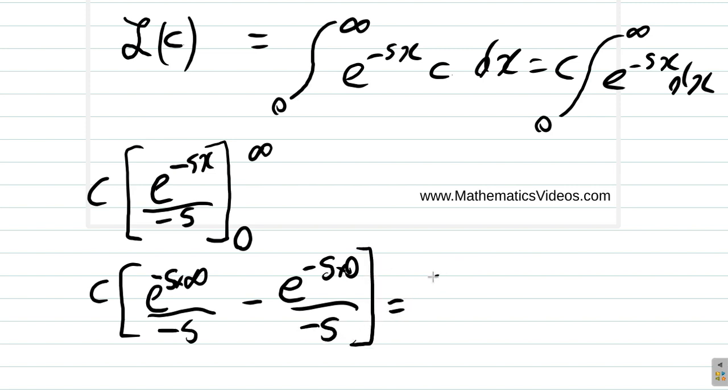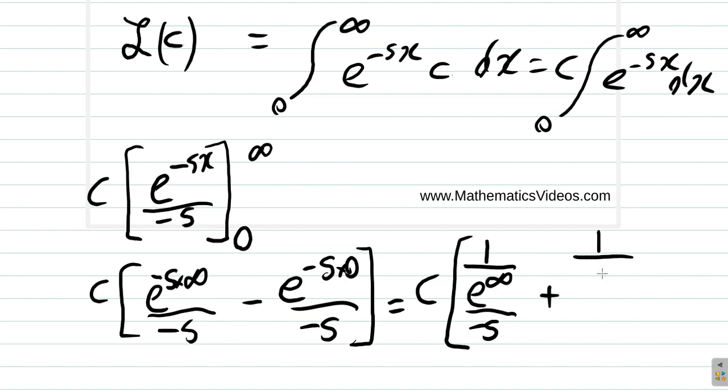So let's see what happens here. C times, now, e to the negative power means the same as 1 over e to the positive power. So it's 1 over e to the s times infinity, which is just infinity, over negative s, minus negative. So we're going to have a plus here. 1 over e to the positive s times 0 over s. You see that?